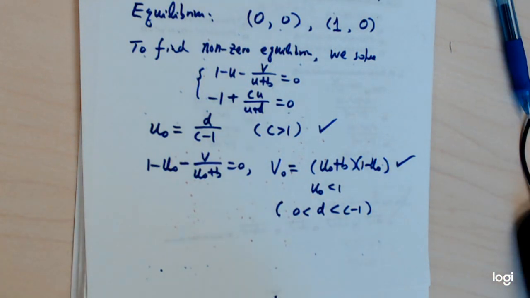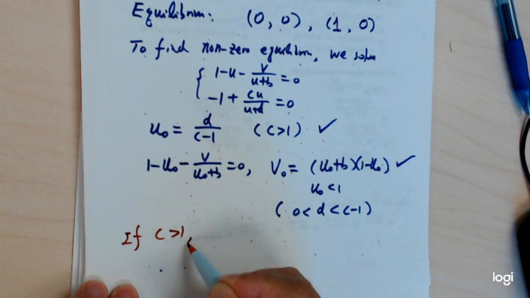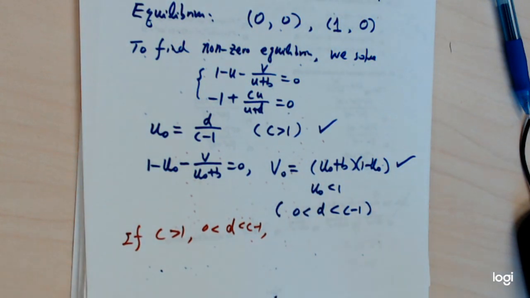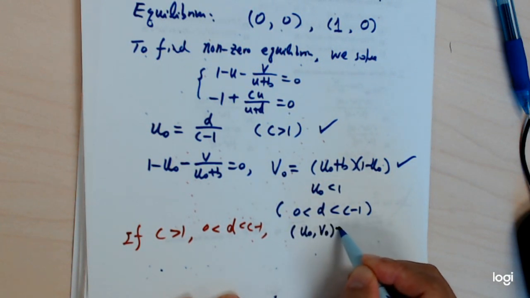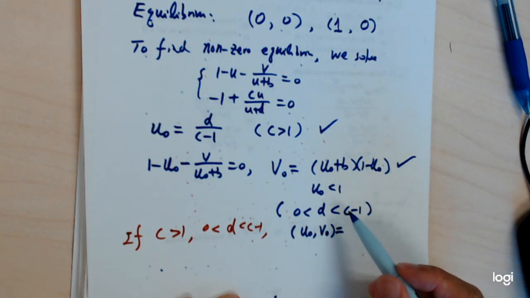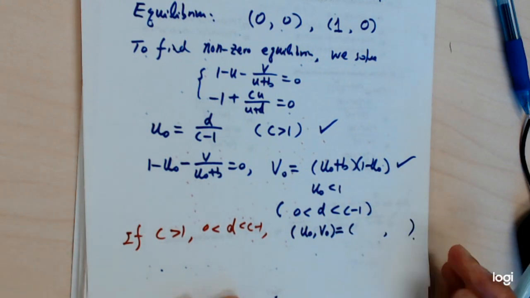So in summary, only if C is greater than 1 and D is between 0 and C minus 1, that's when we have a positive equilibrium. That's given by those two formulas. So I'm not going to write that down again.